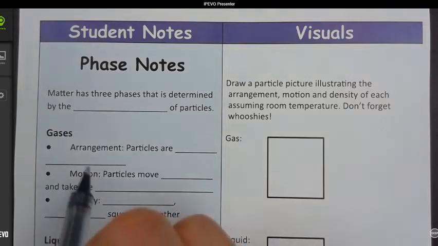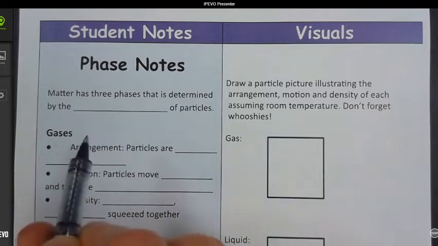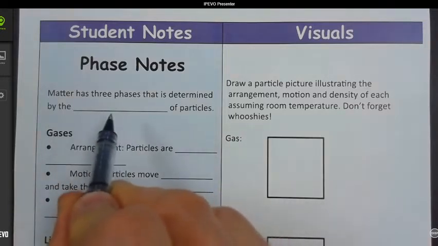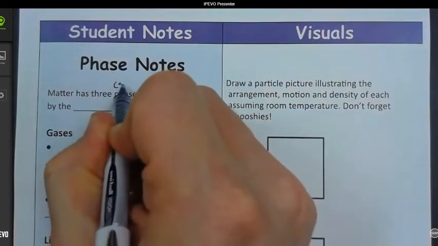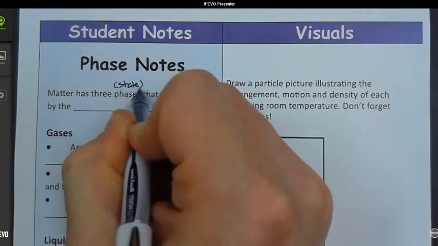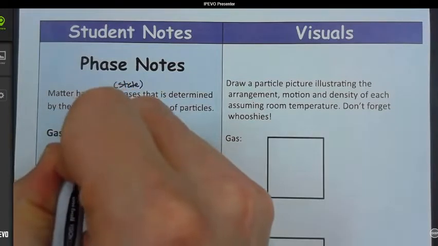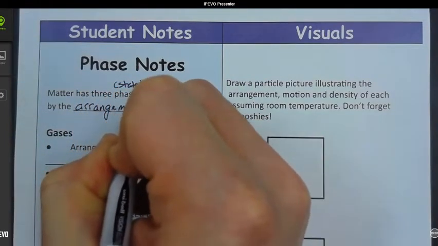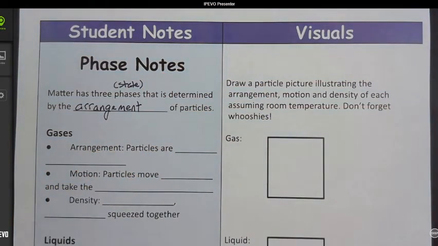So the most important thing to remember is that matter has three phases, solid, liquid, and gas, which we're going to talk about. But that phase or state, sometimes we'll often see it referred to both ways, is really determined solely by the arrangement of the particles. So how are the particles distributed and arranged for that particular phase?